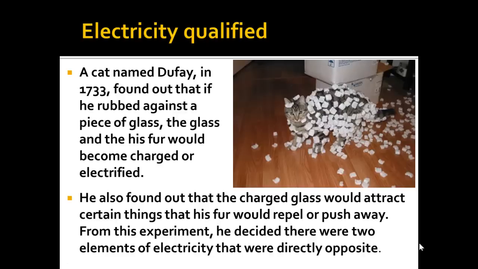Quite a few years later, a man named Dufay, actually in 1733, found that if he rubbed a piece of glass, the glass and his fur would become charged or electrified. He also found that the charged glass would attract certain things that his fur would repel or push away. From this experiment, he decided that there were two elements of electricity and they were directly opposite.